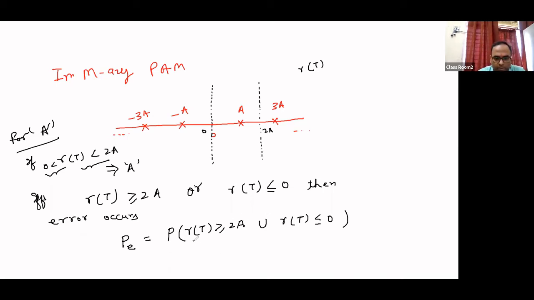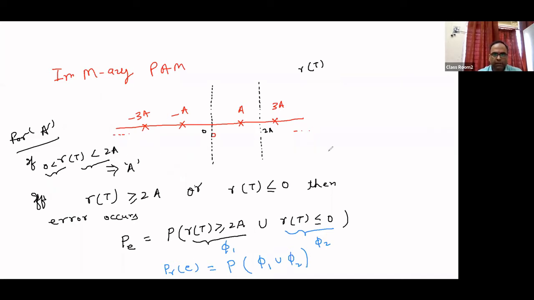So for example, this is event phi 1, and for example this is event phi 2. Then the probability of error, PRE, can be written as the probability of phi 1 union phi 2. Phi 2 is the event where RT is less than or equal to 0, and phi 1 is the event where RT is greater than or equal to 2A, and we are talking about the symbol A.